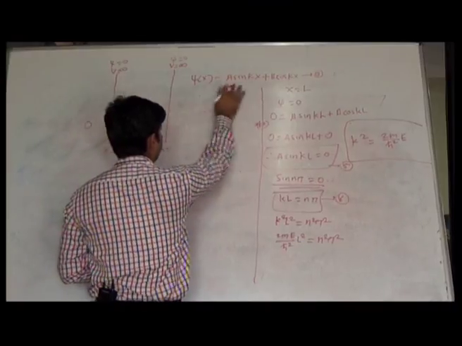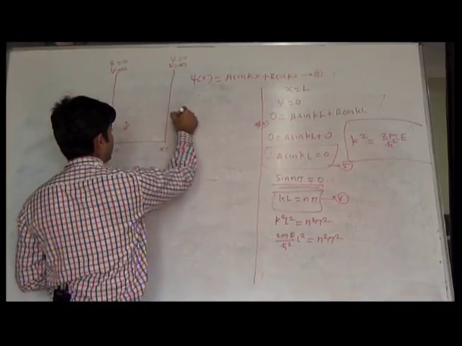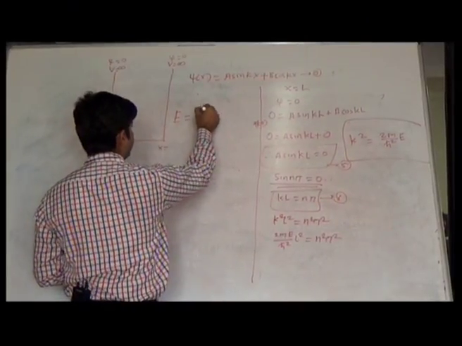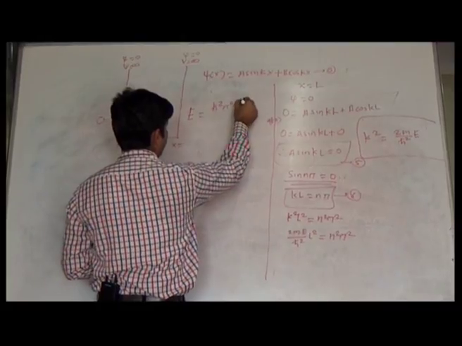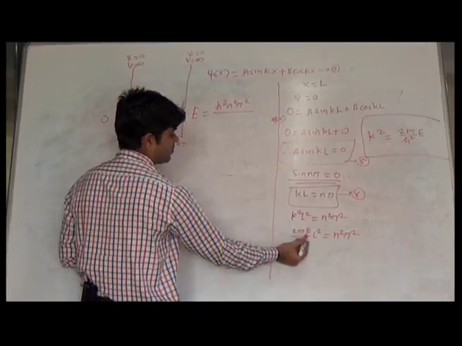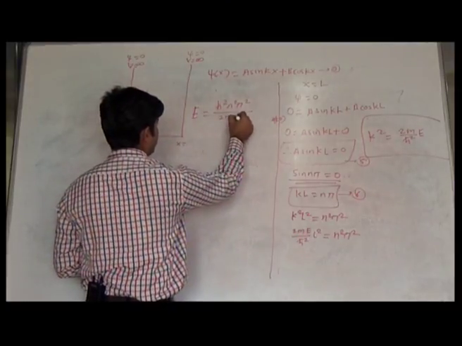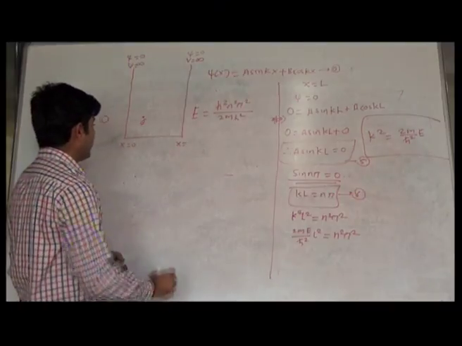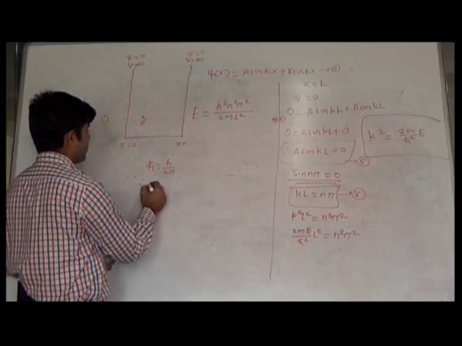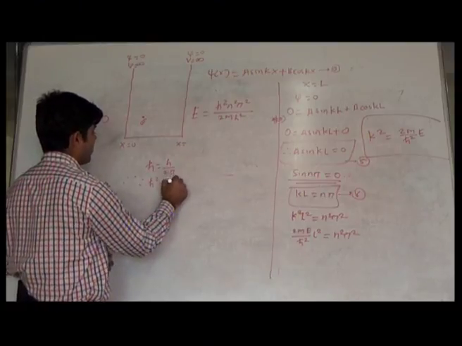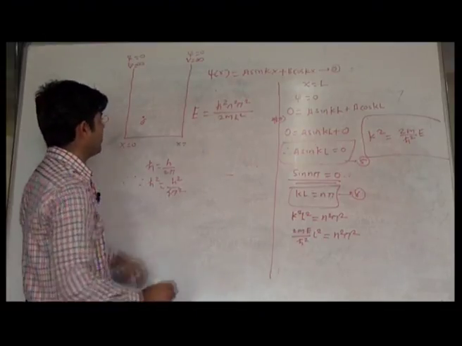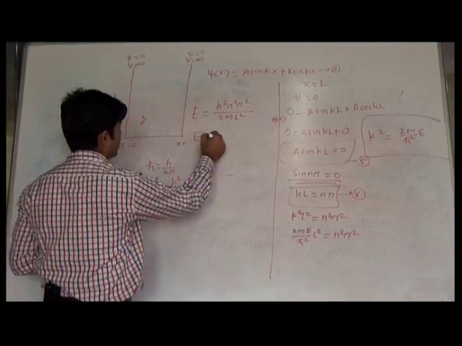Next, we can write the same equation in terms of E. E is equal to h cross square n square pi square upon 2m L square. But we know that h cross is equal to h upon 2 pi. Therefore, h cross square is equal to h square upon 4 pi square. Put this value in this equation.